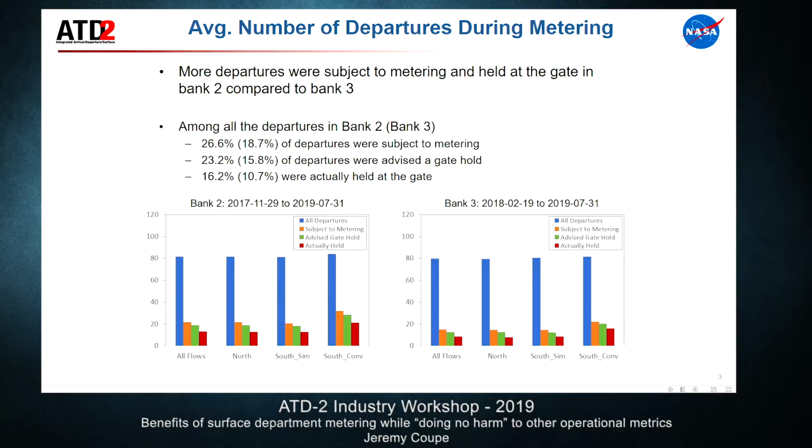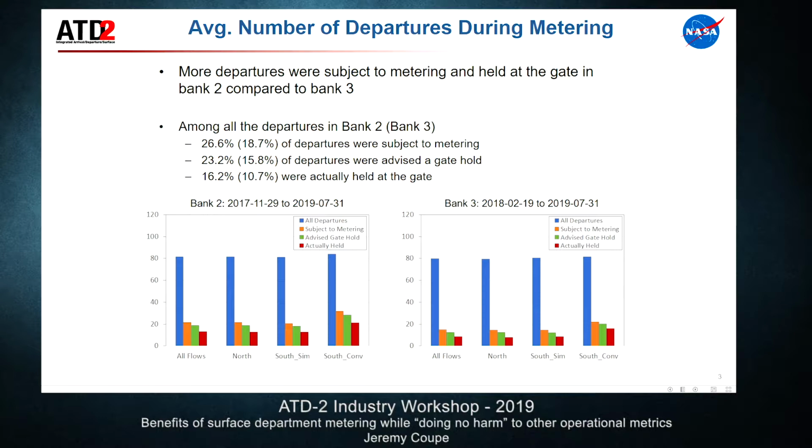And then finally, of these aircraft that are advised to gate hold, some actually do gate hold. The ramp controllers always have the discretion to push them off the gate whenever they feel is best, because ultimately we're just trying to provide some type of decision support to them, whereas they're ultimately in control. So again, the blue is all departures. The orange are those aircraft that are subject to metering. A subset of those are advised to gate hold. A subset of the aircraft advised to gate hold actually hold at the gate.